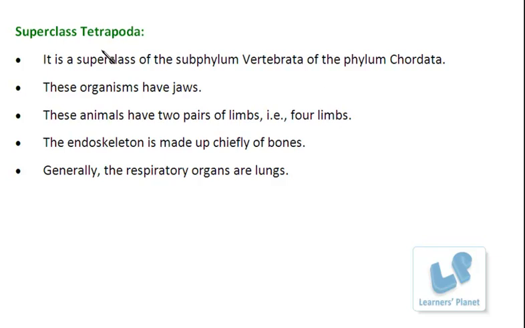So here are some basic features of the organisms that belong to the superclass tetrapoda. As I already told you, it is a superclass which comes under the subphylum vertebrata. Now the subphylum vertebrata comes under which group? That is the phylum chordata. So definitely these organisms have a developed vertebral column. Right? In them the notochord is replaced by the vertebral column.